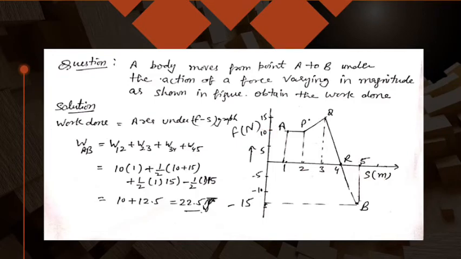So you have to add up all the areas. Moving from A to B, you can divide it into various parts: from 1 to 2 meter you are moving, 2 to 3 you are moving, 3 to 4, 4 to 5. And you will be taking the area under this 1 to 2, that is simply a rectangle. So this is 10 Newton into 1 meter.